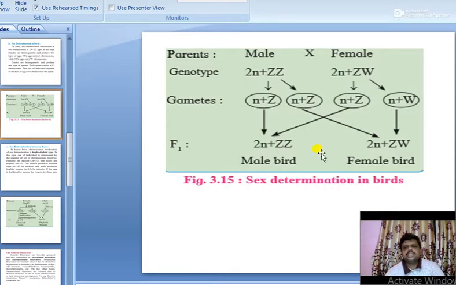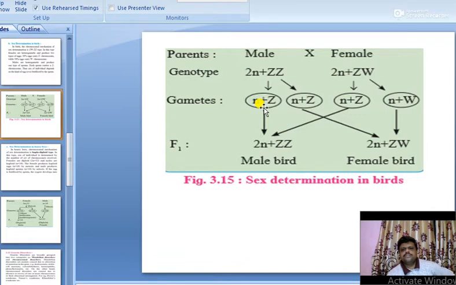Let us see the cross of the sex determination in the birds. So this is male and this one is female. So 2n plus ZZ, 2n plus ZW. So this is the first gamete of the male and this is the second gamete of the male. This is the first gamete of the female. This is the second gamete of the female.